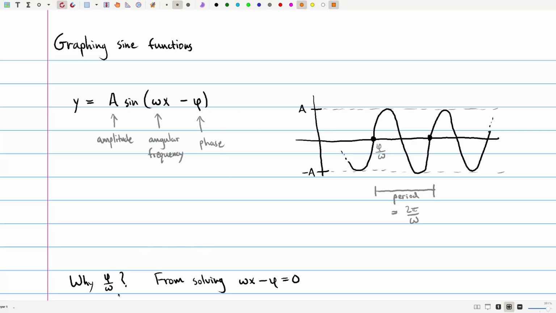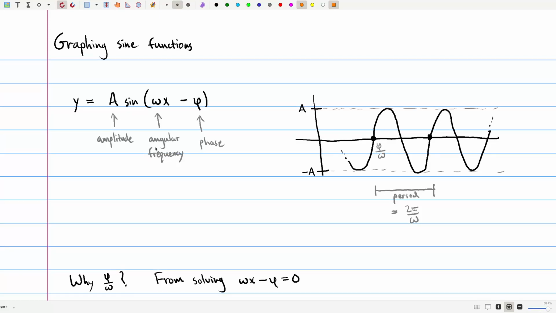So, one question. Why is the formula phi over omega? The idea is that since we want to know where the zero crossing happens, we want to know when we are plugging 0 into the sine function, because that's what the sine function looks like when it crosses, when the input is 0 and near 0. So solving omega x minus phi equals 0, for x, we get phi over omega.